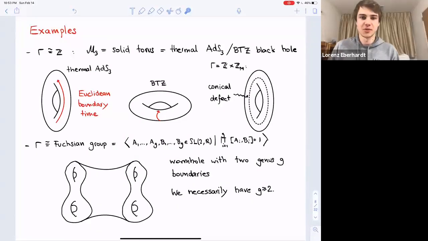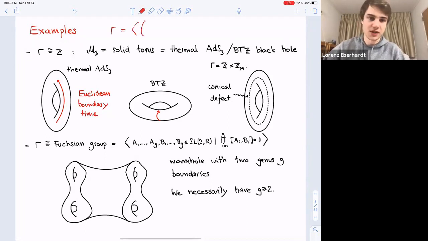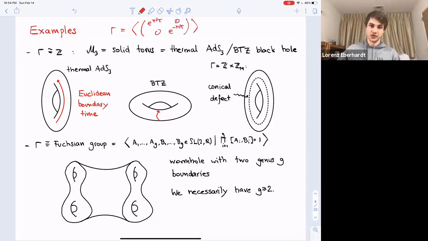Okay, so let's just do some examples to see how that works. The example I will mostly stick to is to take this group isomorphic to the integers. Let's say we take it to be generated by one group element, which we can take to be some diagonal group element. So this is an SL2C matrix and generates a group that is isomorphic to the integers.